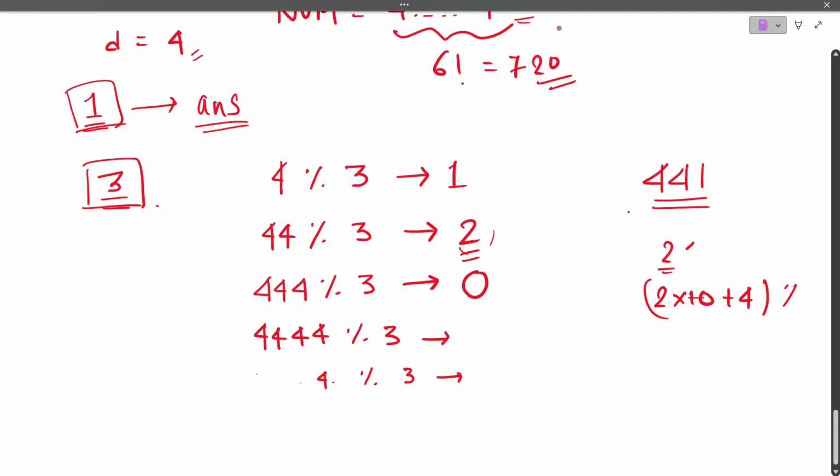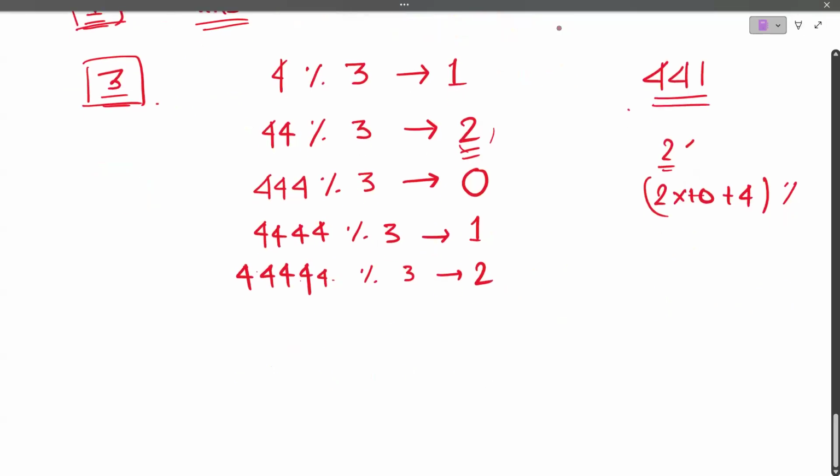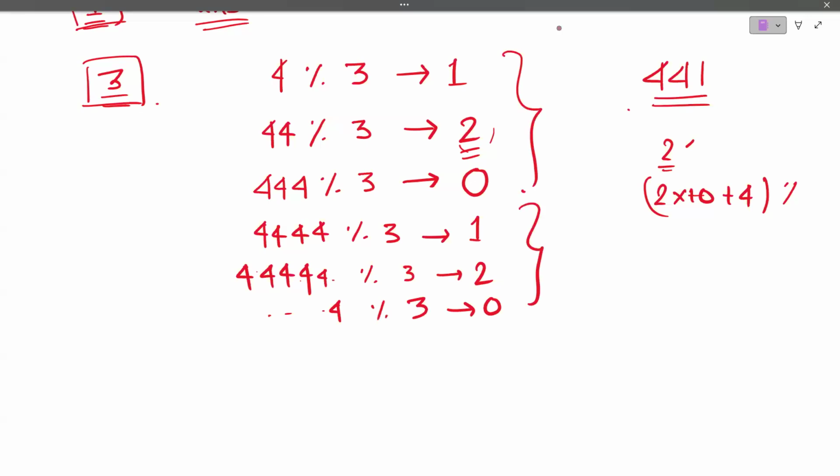So the idea is that if I get a 0 once, things will start repeating. The next value has to be 1. And this value, 44444, will be 2 again. You can check it in a calculator. I actually do not have one, so that's creating some problems. So this will again be 0. Once I get a 0, this remainder array would keep on repeating.